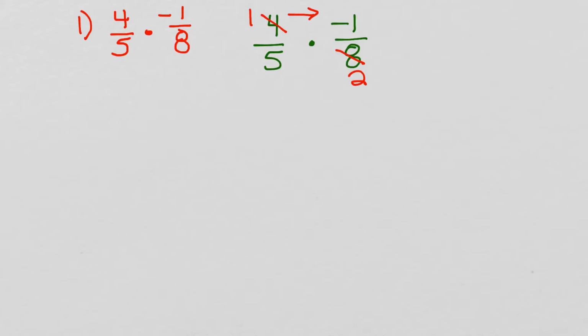Now I'm going to multiply straight across, so 1 times -1 is going to give me -1. And 5 times 2 is going to give me 10. So I have -1/10.